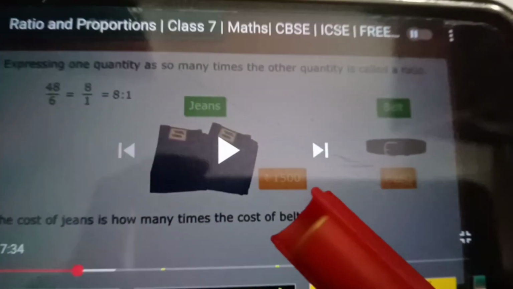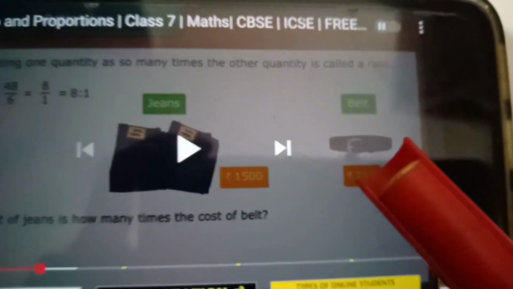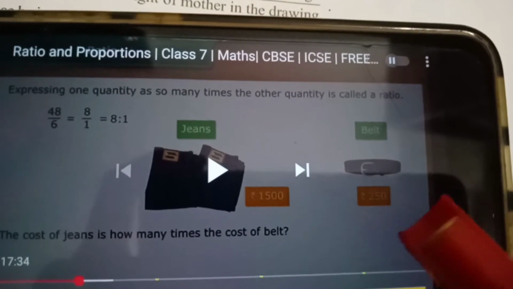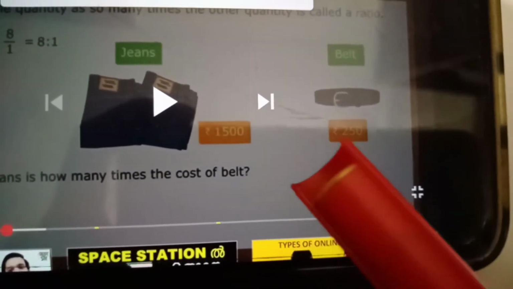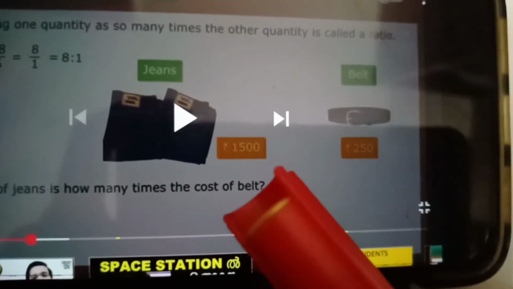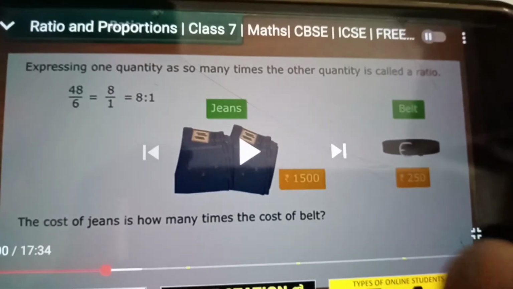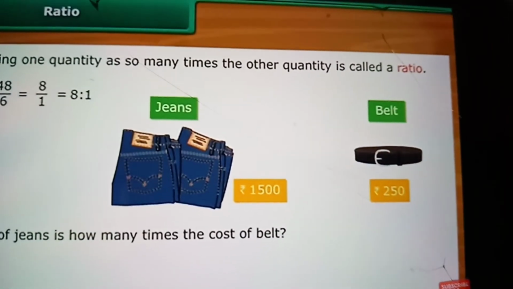Next, one more example we are discussing here. Here you can see the pictures of jeans and belt. So how to compare these two things in the cost? How to compare the cost of these two things? One is jeans and one is belt.